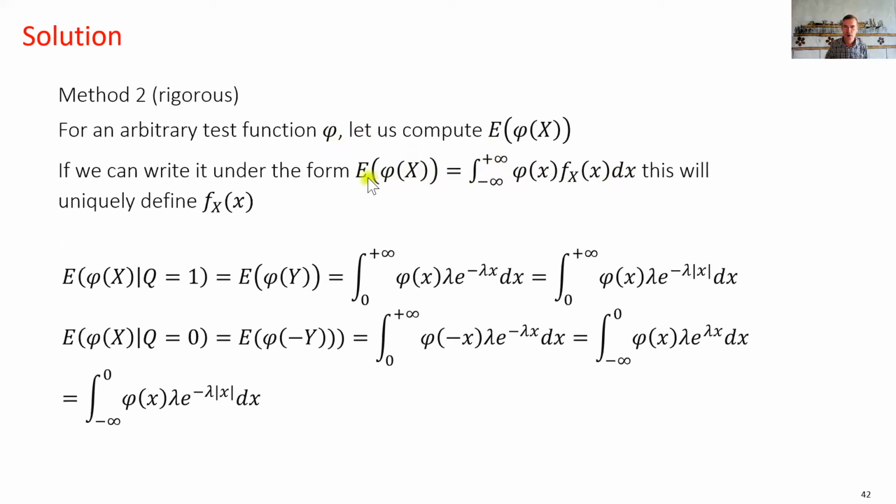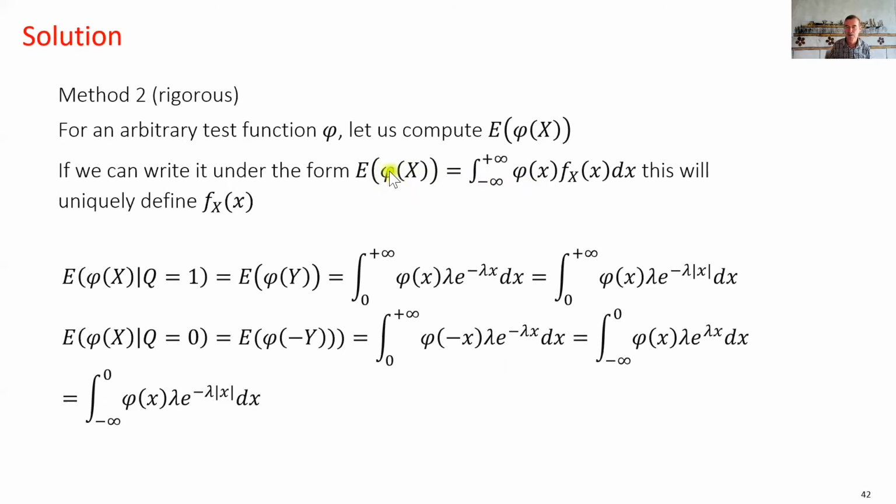So the first thing to remember is that if I am able to write this for any arbitrary function phi, that completely defines the PDF here. In fact, if we take for phi a complex exponential, we obtain the Fourier transform of the PDF, which is called the characteristic function. If we take a negative exponential, we obtain the Laplace transform, etc. We can take a number of test functions.